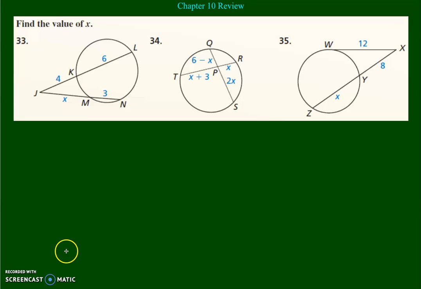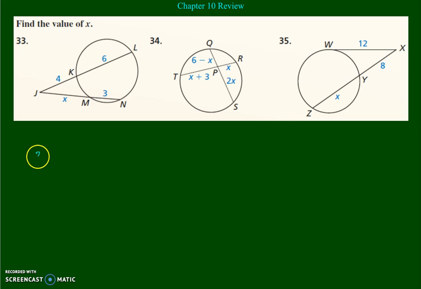This is a continuation of the Chapter 10 review with problem 34. In problem 34, we have the segments of chords theorem, and that says that the product of the segments of one chord equals the product of the segments of a second chord. So QP times PS equals TP times PR. So let's go ahead and start writing that down and see if we can figure out what these variables are.